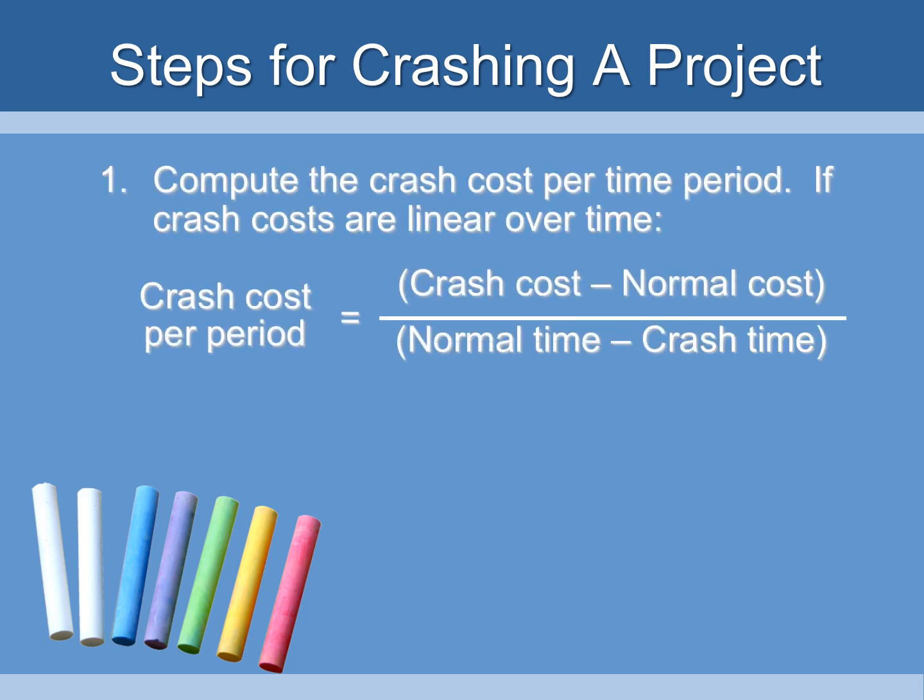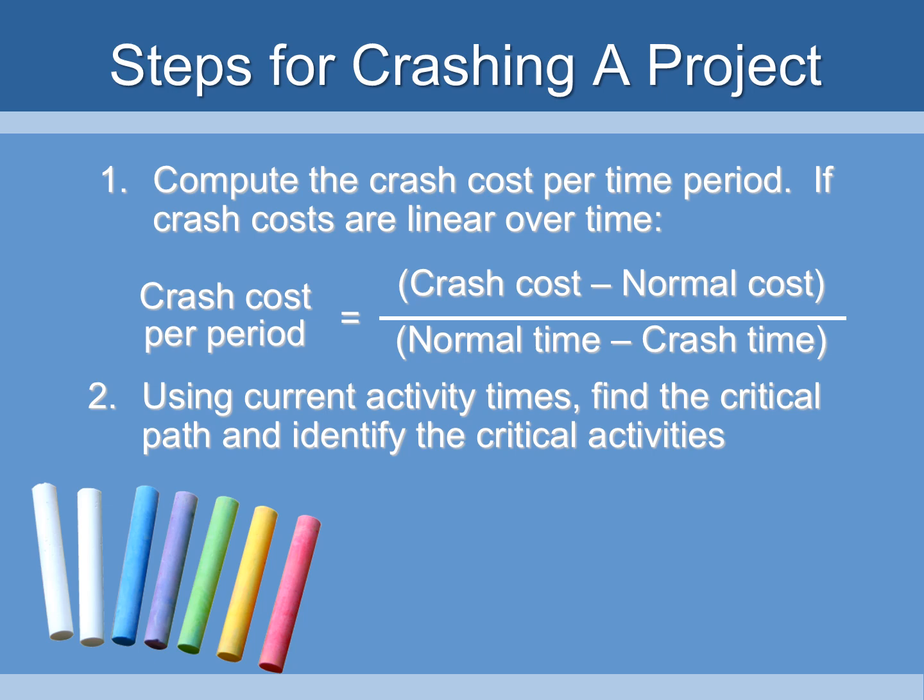So the steps are, number one, compute the crash cost per time period. If crash costs are linear over time, then crash cost per period is the crash cost minus the normal cost, divided by the normal time minus the crash time. Number two, using current activity times, find the critical path and identify the critical activities.